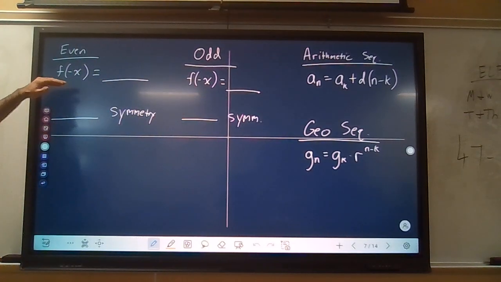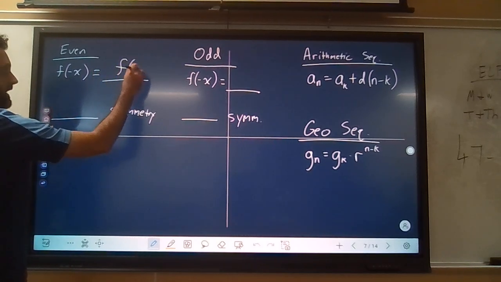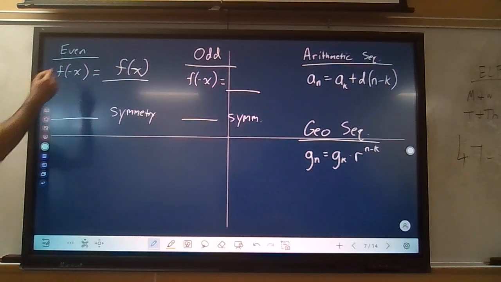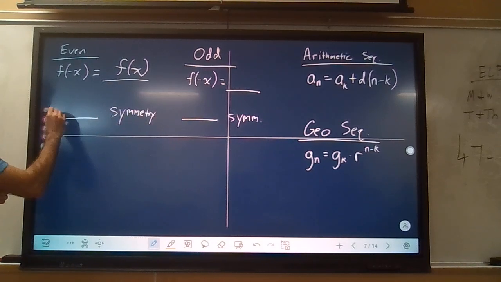So, even functions. We have to know that f of negative x is equal to, fill in the blank, f of x. The negative disappears, in other words. The negative that's with x goes away. Even functions, we also have to know the type of symmetry. They are symmetric about the y-axis.